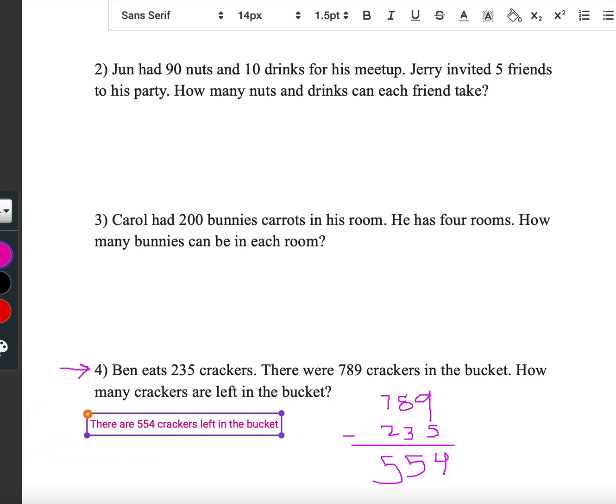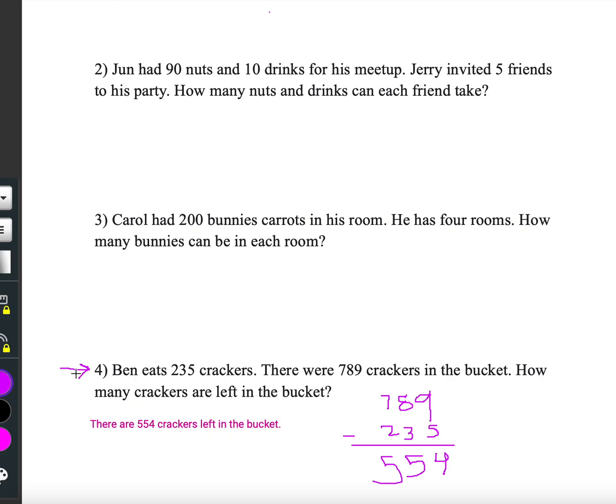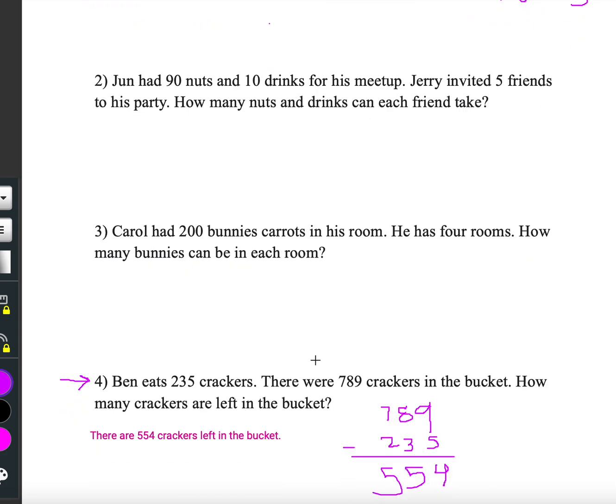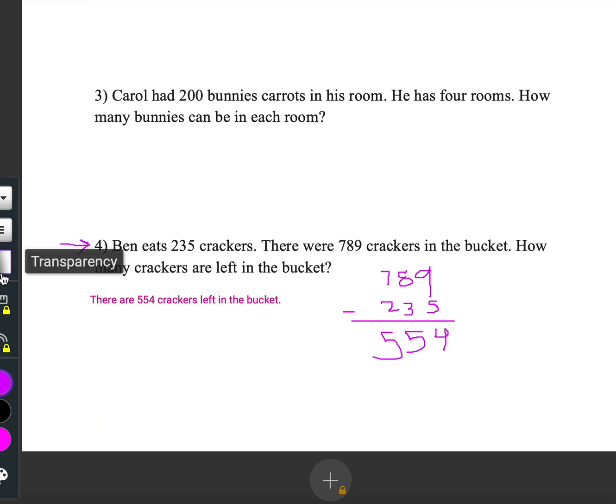And it's always important to write in full sentences when answering a word problem to get full credit for your answer. And yeah.